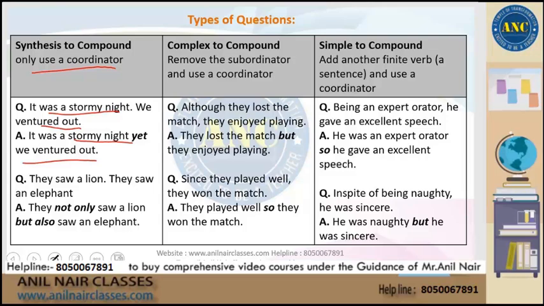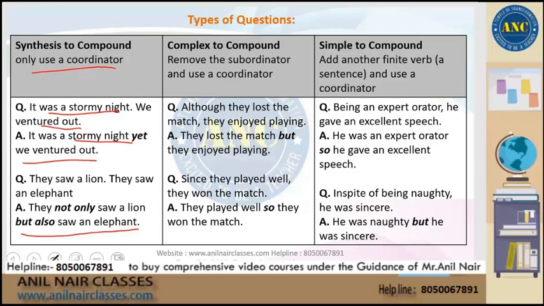They saw a lion. They saw an elephant. They not only saw a lion but also saw an elephant. So this is how you would synthesize them. That is, add two sentences to make them into one sentence. So this is how you convert simple sentences to a compound. How do you convert complex to a compound?